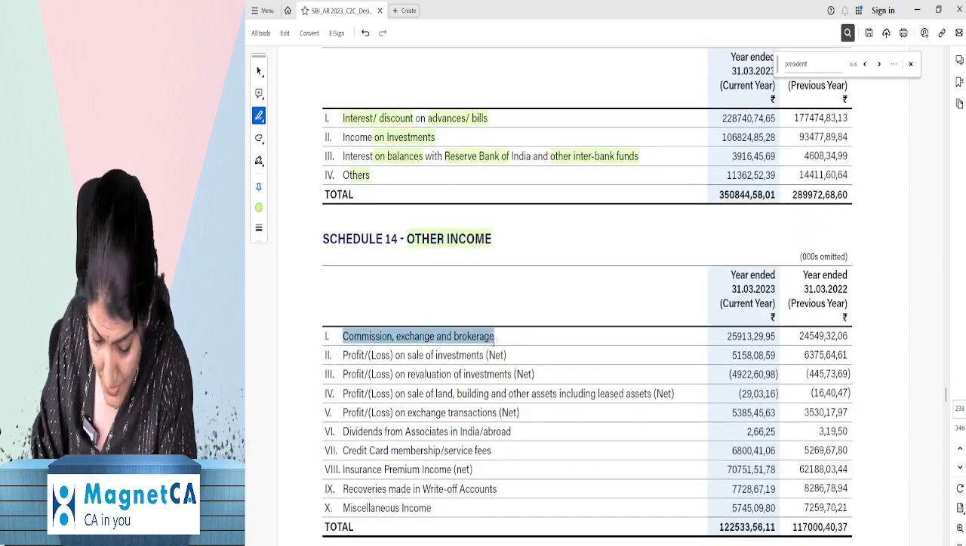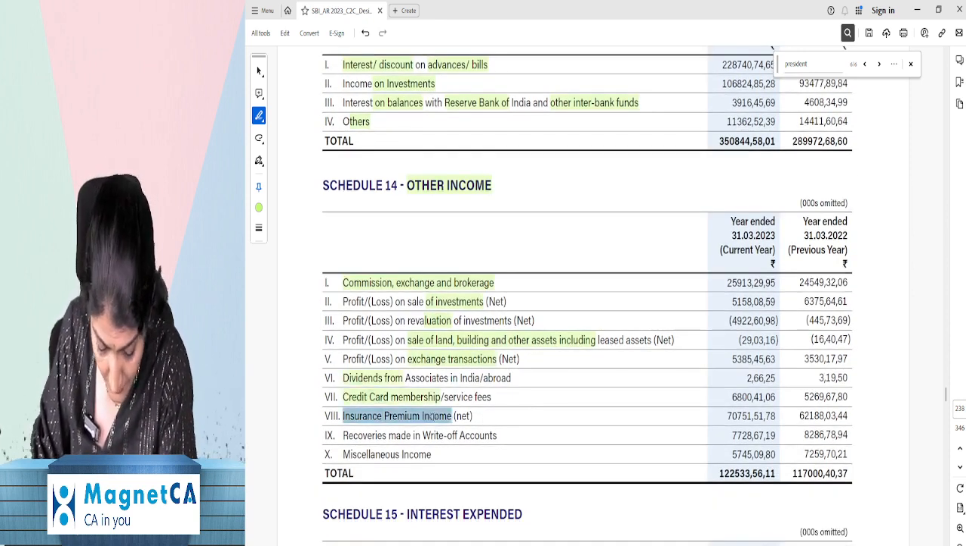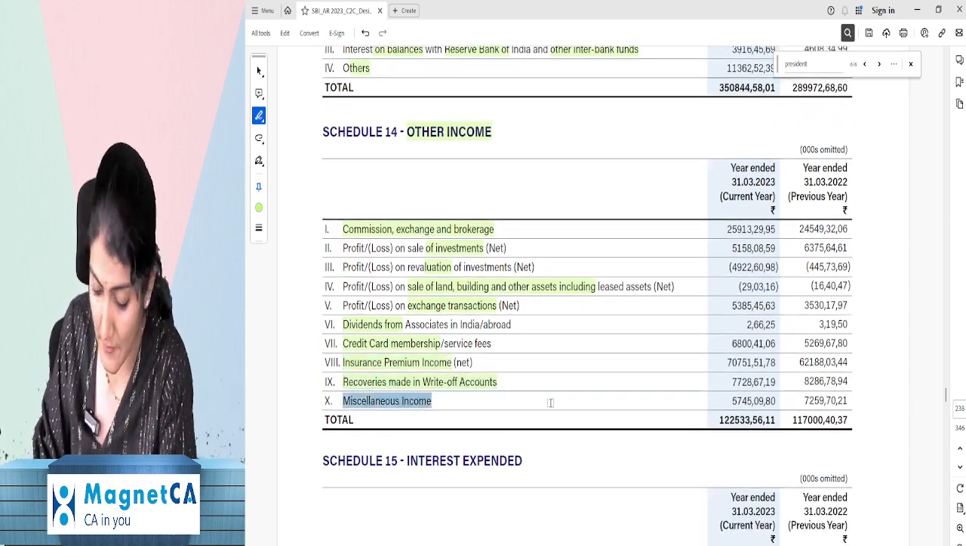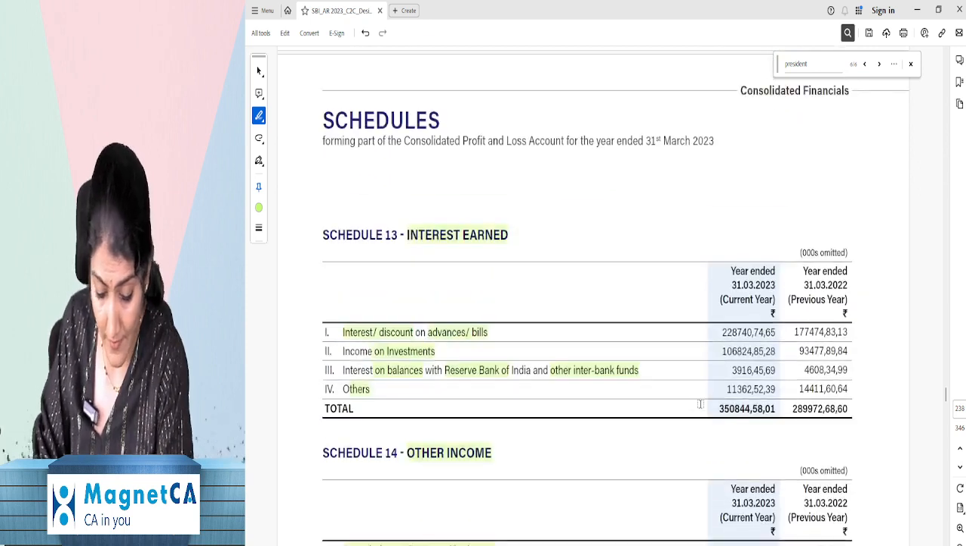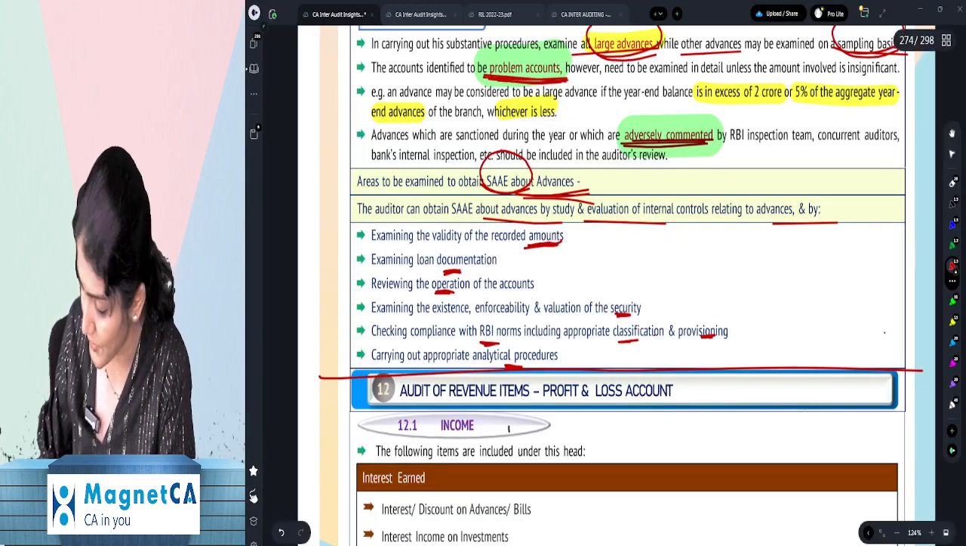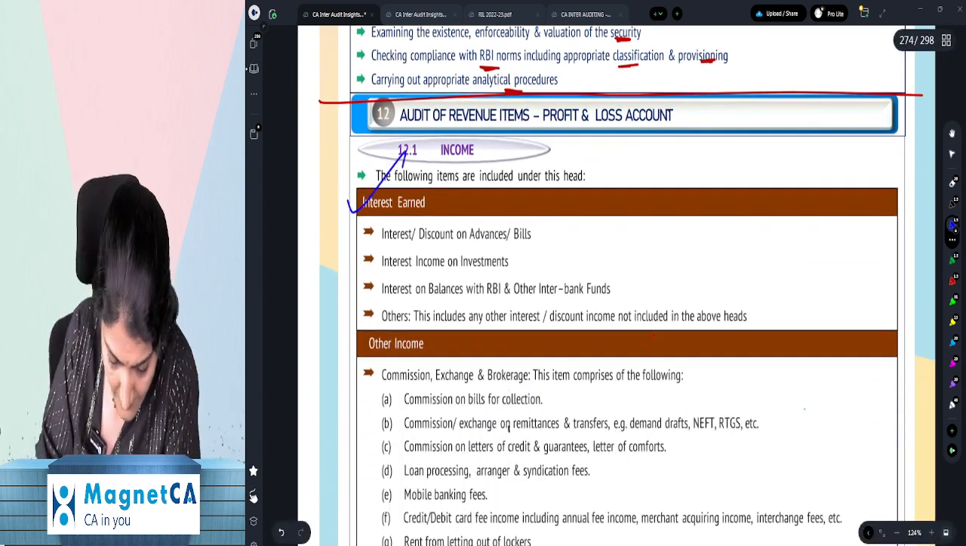Other income includes commission, exchange, brokerage, profit or loss on sale of investment, revaluation, sale of land and building, exchange transactions, dividend, credit card fee, insurance premium income, recoveries made in written-off accounts, and miscellaneous income. So that is the interest earned and the other income. Over here, what is the income of the bank? Interest earned and the other income.